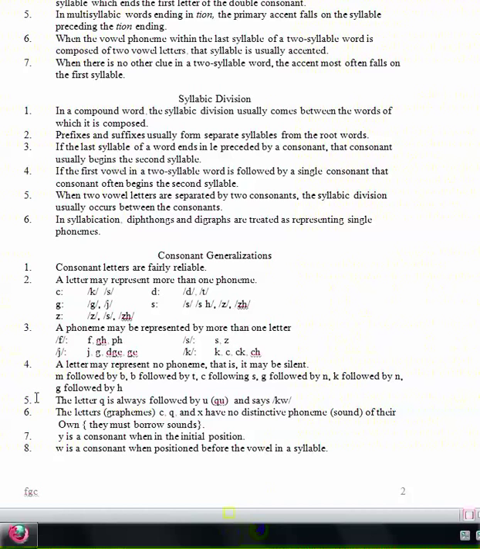Number 5, the letter Q is always followed by U, and QU says qua. We teach Q has a broken leg, and the U helps the Q to stand up. The letters C, Q, which is QU, and X have no distinct sound of their own. They must borrow their sounds. Number 7, Y is a consonant when it is in the initial onset position. Number 8, W is a consonant when positioned before the vowel in a syllable.